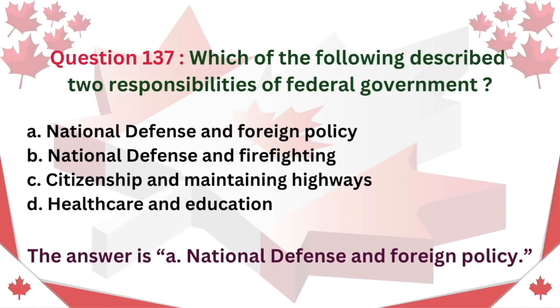Question 137. Which of the following describe two responsibilities of federal government? A. National defense and foreign policy. B. National defense and firefighting. C. Citizenship and maintaining highways. D. Healthcare and education. The answer is A. National defense and foreign policy.